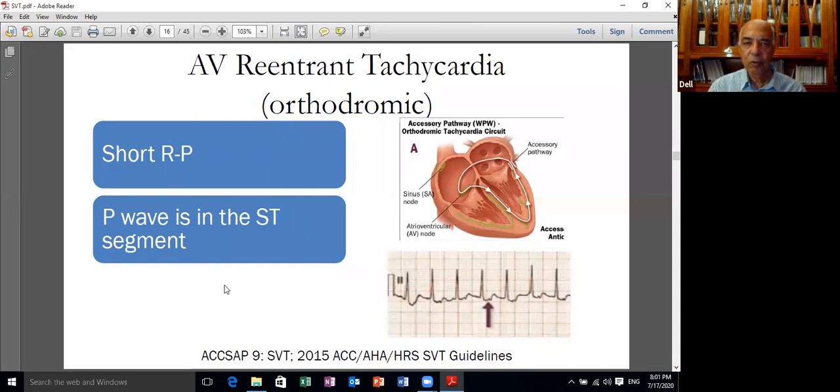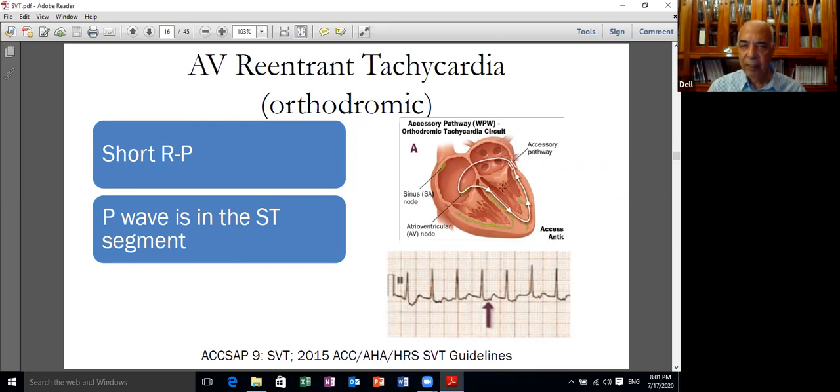As I said, two types: orthodromic, in which the impulse goes down the AV node through the fast pathway, activates the ventricle, and then up the accessory pathway. The accessory pathway is located anywhere around the mitral ring or around the tricuspid ring, and usually goes from the corresponding ventricle to the ipsilateral atrium.